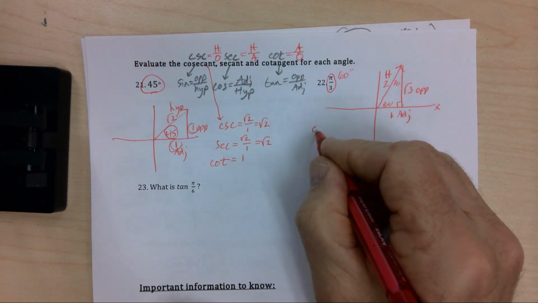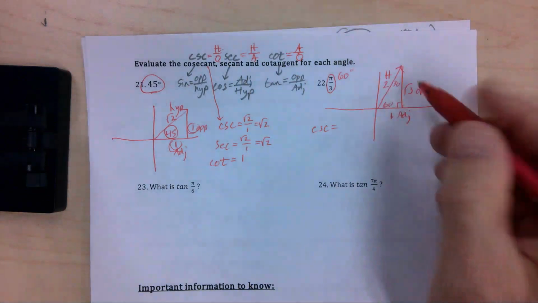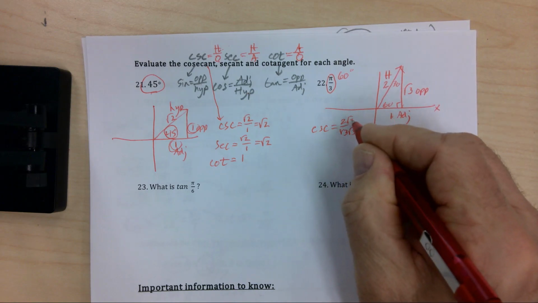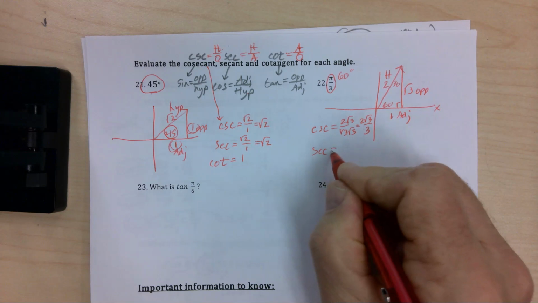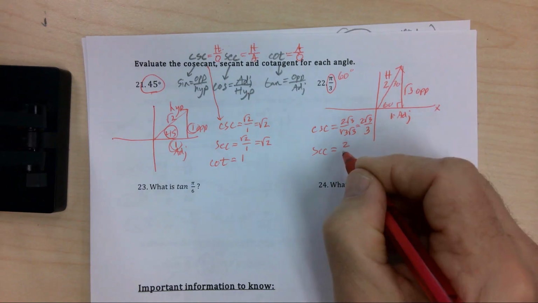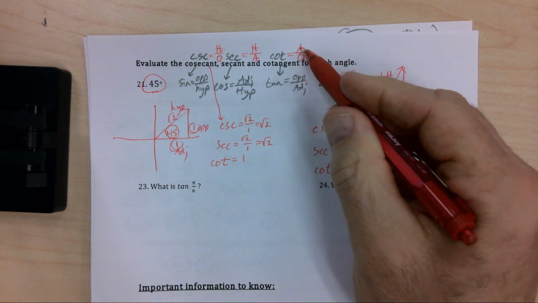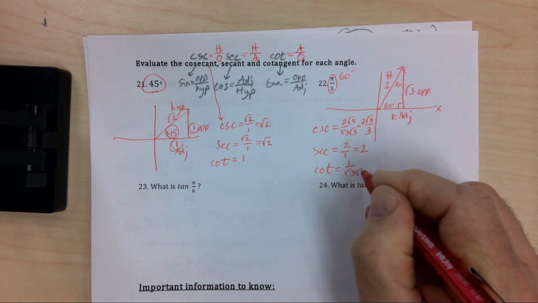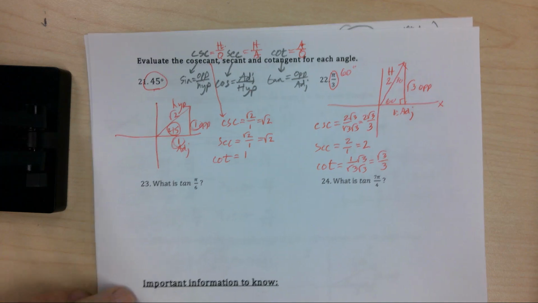So let's go right down the list. Cosecant. Cosecant is hypotenuse over opposite. So that's 2 over the square root of 3. Get that out of there. So 2 square root of 3 over 3. Secant. What's secant? Well, it's going to be hypotenuse over adjacent. So that's 2 over 1, which is just 2. And what's cotangent? Well, that's adjacent over opposite. So it's 1 over the square root of 3, and we got to get that out of there. Square root of 3 over 3. Hopefully you're getting good at that.